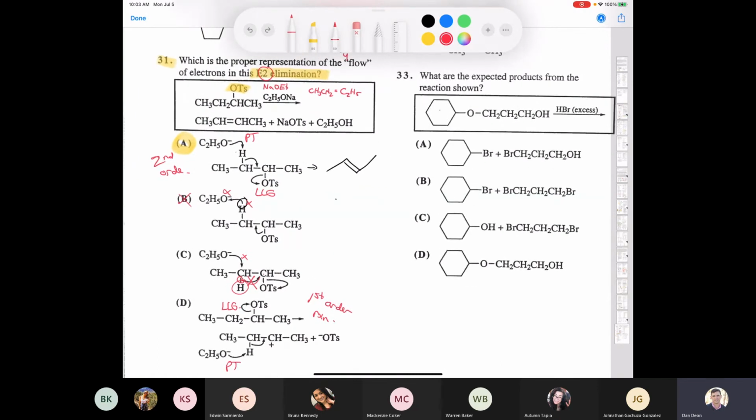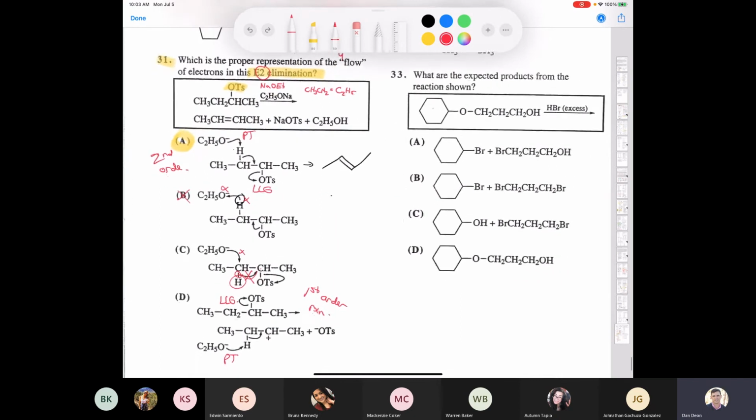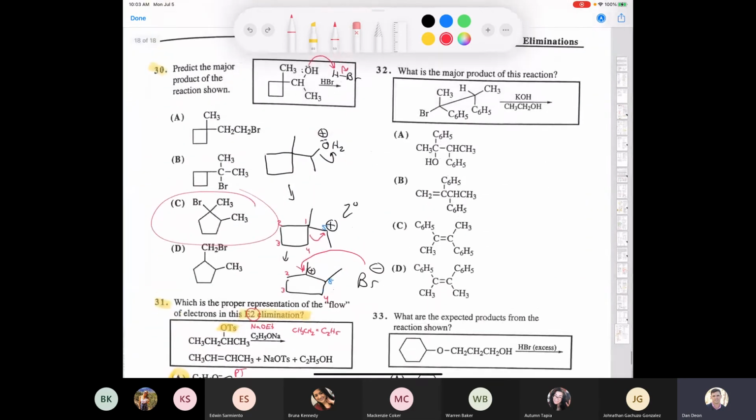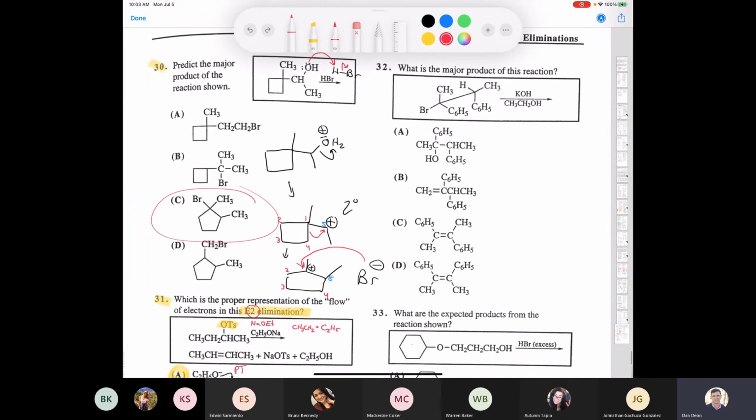So remember, you have to know the rules for drawing curved arrows. You know what represents a proper curved arrow and what represents a bad curved arrow. Let's move on. Let's try one more question in this section. And this is something else that we looked at in gory detail. I remember doing it very well. It's question 32. What's the major product of this reaction?